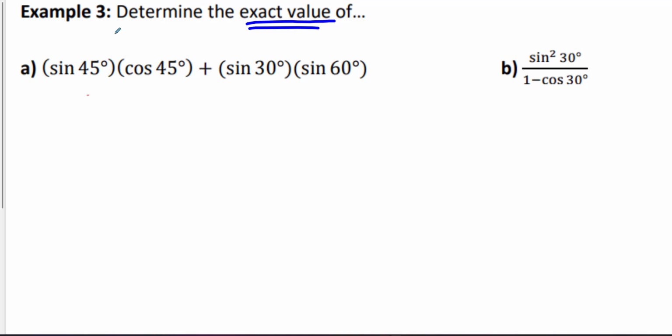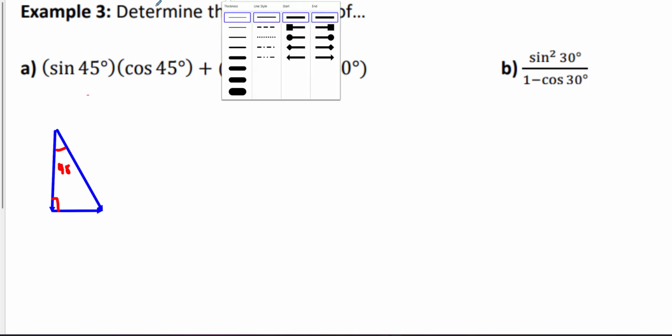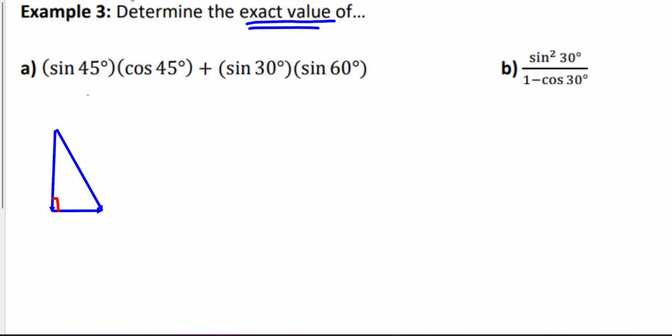So the first thing I would do is probably draw my special triangles. I've got a special triangle of 45 degrees. That's the easy one. And I know my sides are 1, 1, root 2. Very easy. And then I've got another triangle.